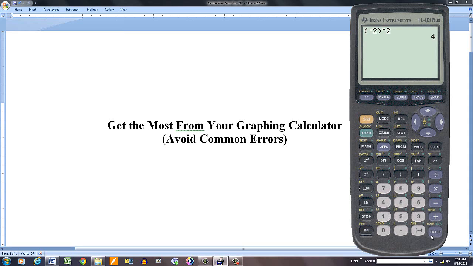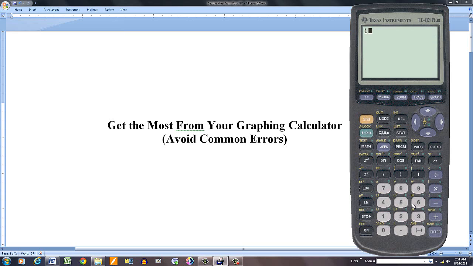There you go. Now notice again, if I put a -2 and then square that, I didn't put parentheses. So the calculator is going to square the 2 and then it's going to take the negative of that. So in this case, it's going to come out to a -4. So keep that in mind. If you don't put parentheses, you're not squaring the -2, you're squaring the 2 and then taking the negative of that.